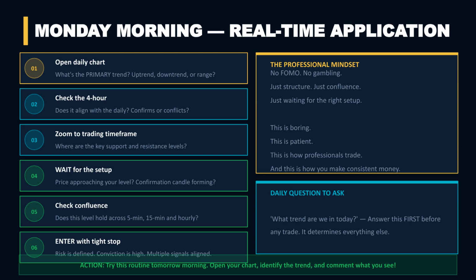You wait. You don't just trade anything. You wait for price to approach your level. You wait for a confirmation candle. You wait for confluence. Then you trade. No FOMO. No gambling. Just structure. Just confluence. Just waiting for the right setup.